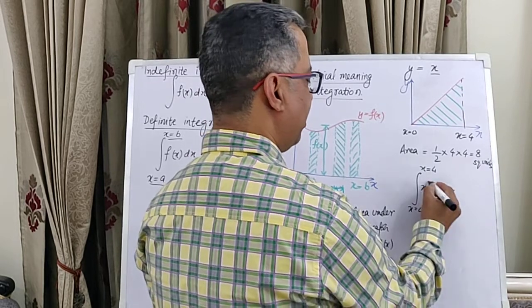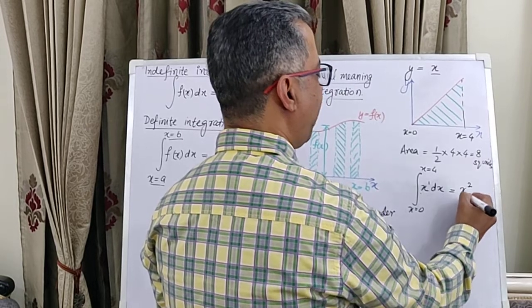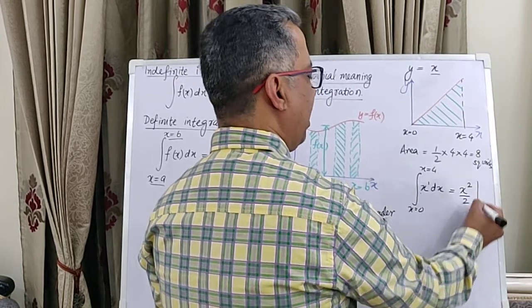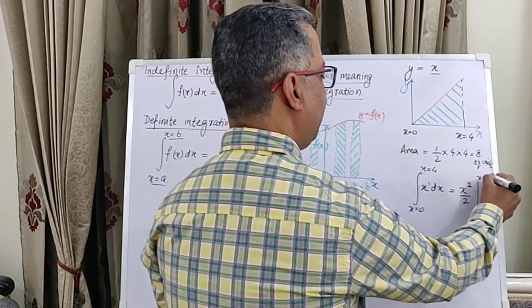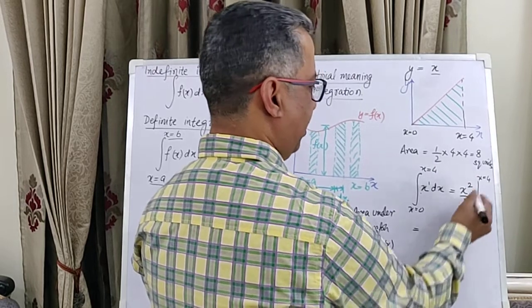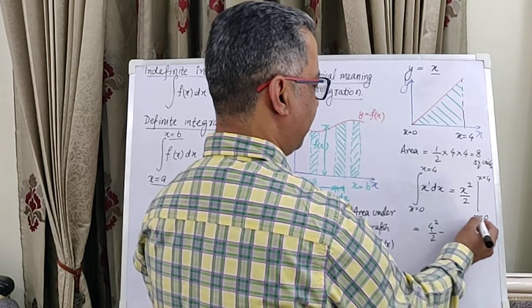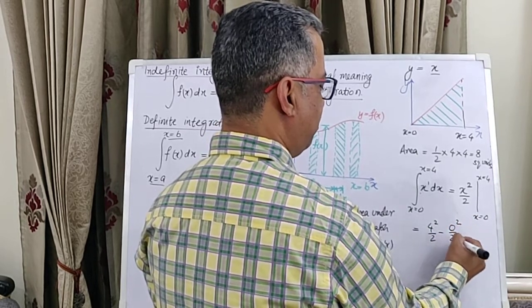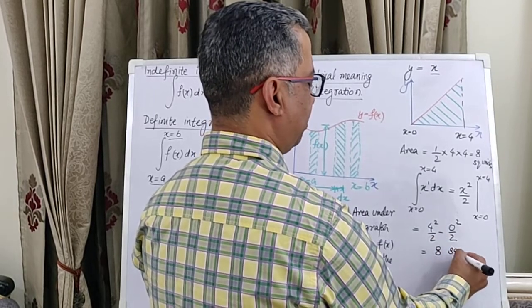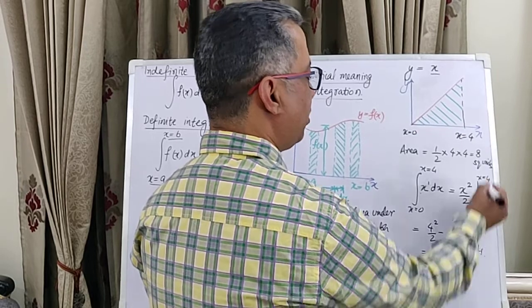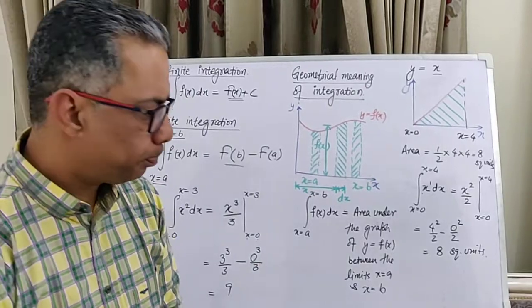Now when you integrate, this was x to the power 1, integration leads to x squared by 2, and you're integrating from x equal to 0 to x equal to 4, and this gives us 4 squared by 2 minus 0 squared by 2, and that's 16 by 2, that's 8 square units, which is the answer that we were expecting anyway.